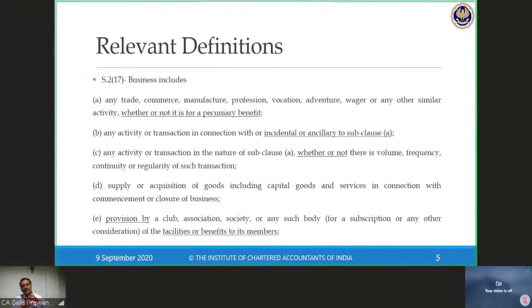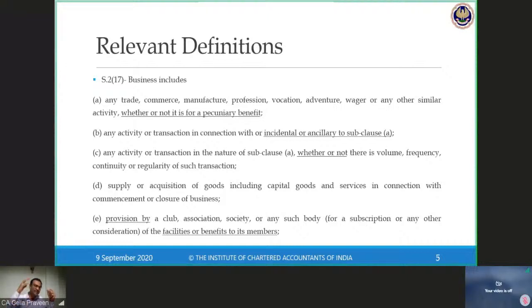Next, provision by a club, association, society or any such body, for a subscription or any other consideration, of facilities or benefits to its members. Now this is one entry which is very important for us to understand. People who have exposure under service tax and VAT laws would probably have seen all this in relation to this particular entry E, which talks about your club, or a membership fee collected by a society. Say the Bangalore Turf Club, Chennai Metropolitan Club, Mumbai Metropolitan Club. These are some renowned, familiar clubs where they collect a sum of money by way of an entry fee, annual entrance fee or lifetime membership fee.